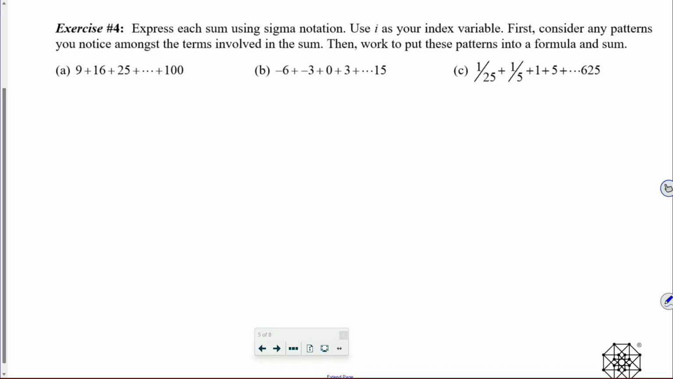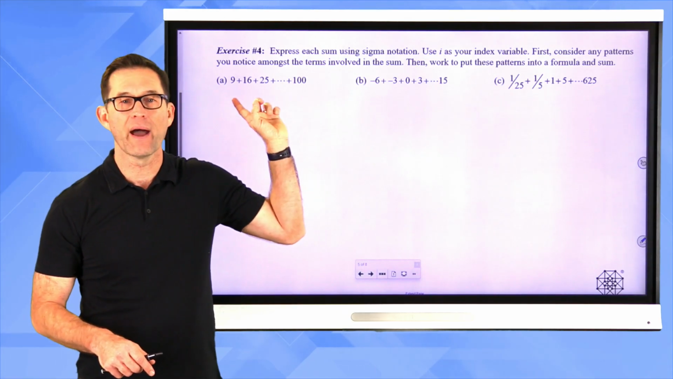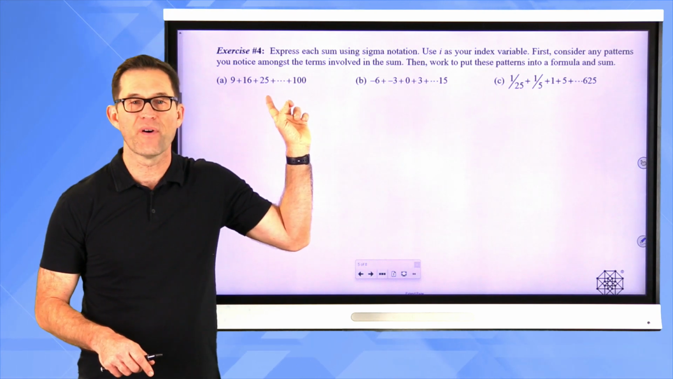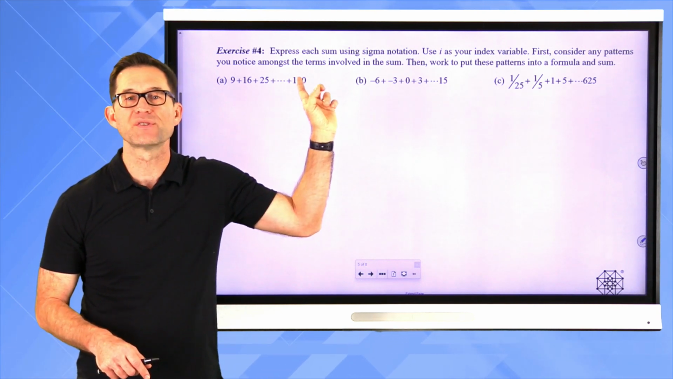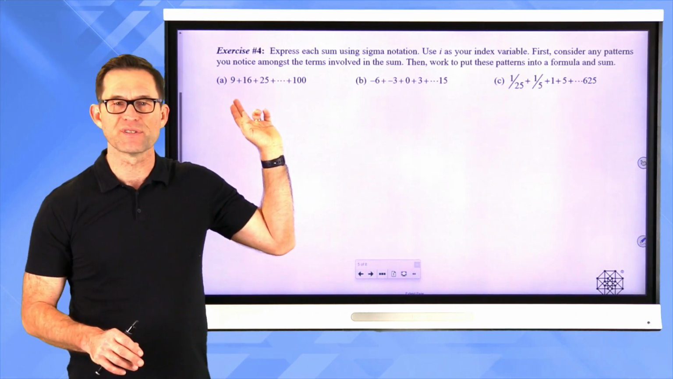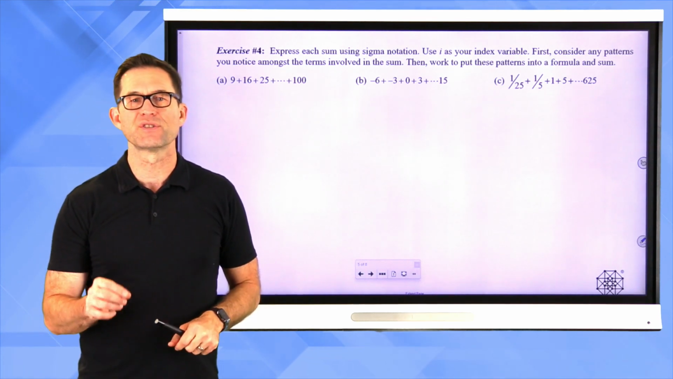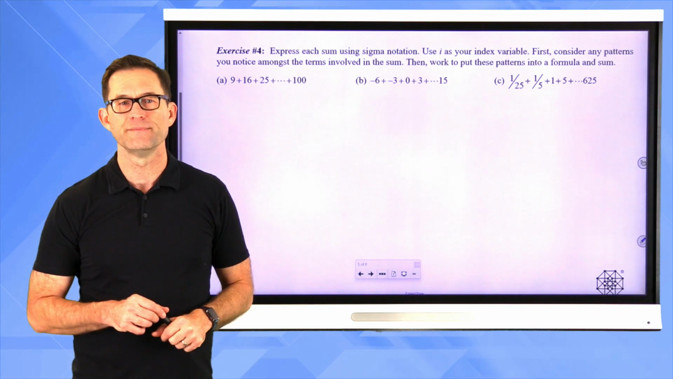Express each sum using sigma notation. Use I as your index variable. First, consider any patterns you notice amongst the terms involved in the sum. Then work to put these patterns into a formula and sum. Okay, so we look at this first example where we have 9 plus 16 plus 25 plus ... plus 100. So pause the video right now and take a look at those numbers, 9, 16, 25, and 100, and see if anything occurs to you in terms of what kind of numbers they are.